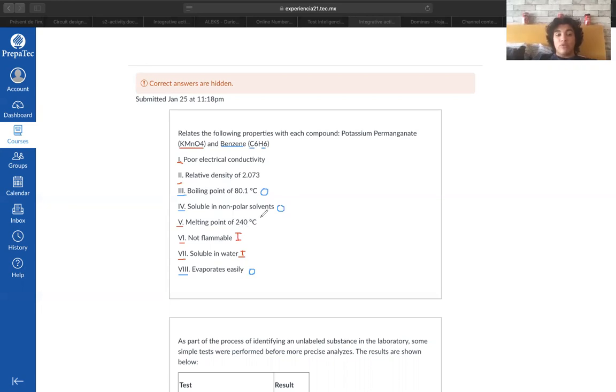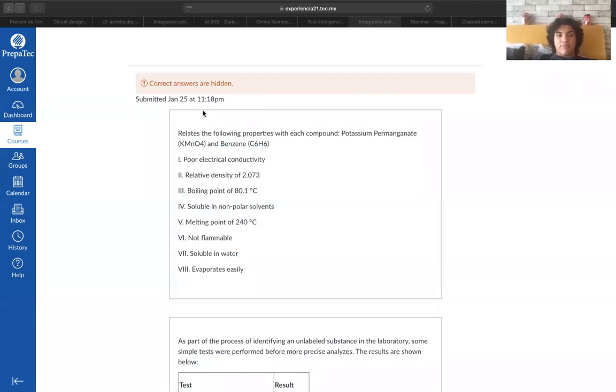Melting point of 240, that is very high, therefore it is inorganic because it is an inorganic property. And this one is more dense than water, therefore it is inorganic because that is an inorganic property. And last of all, poor electrical conductivity, that is an inorganic property, therefore it is inorganic and it relates to KMnO4. That is it. Let's go to our next one.